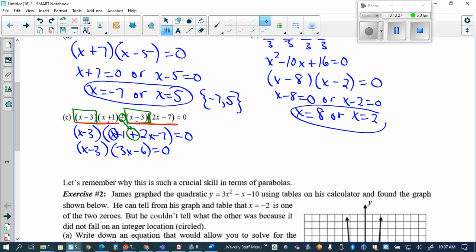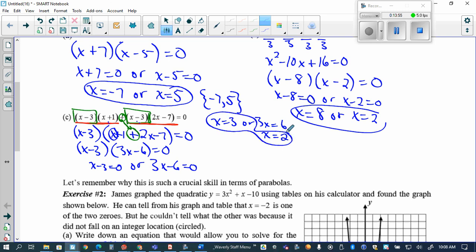So now we set the factors equal to 0. Or 3x minus 6 equals 0. And I'll go up here. So what does x equal on this side? X equals 3. Or add 6 to both sides, you get 3x equals 0, or 3x equals 6. So what does x equal? 2. All right?